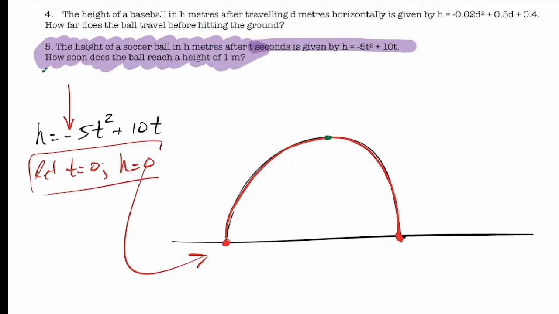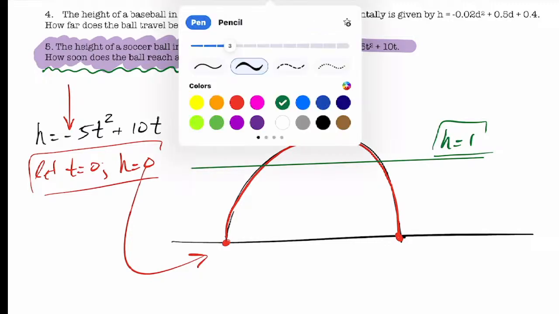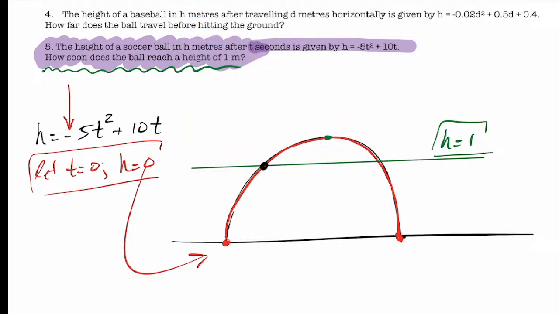Now the question is not asking all this information. The only thing the question wants to know is how soon does the ball reach 1 meter? So if I let h equal 1, you would have a horizontal line illustrated in my diagram here. And I want to know, when does that happen? So you just want to find these 2 points.